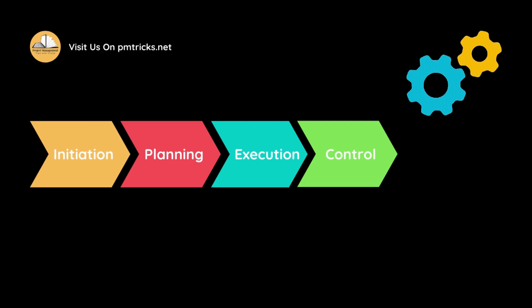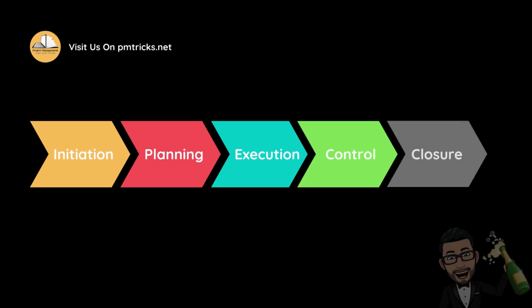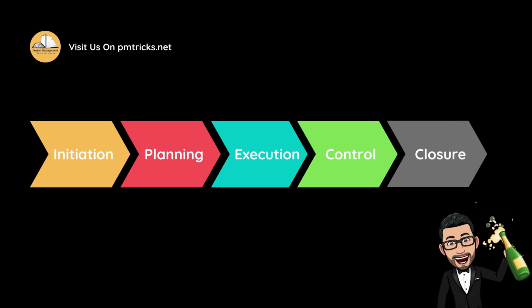After the control, we go with the closure. This is the final phase of the project lifecycle, and this phase marks the end of the project after the delivery of the committed scope. Some activities to be done during this phase are the lessons learned creation. It's the responsibility of the project manager to evaluate what went well during the project and also to identify the project failures and how these failures were solved.